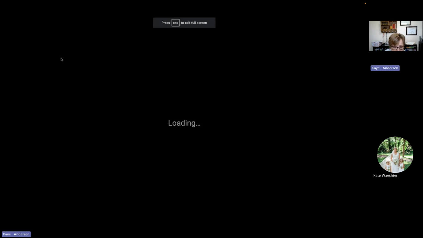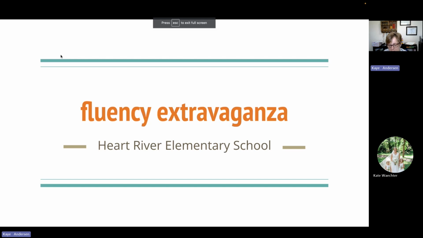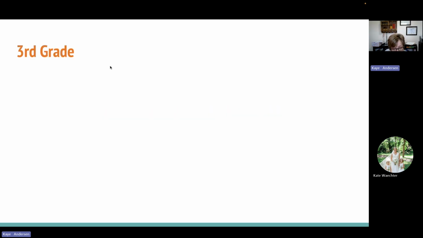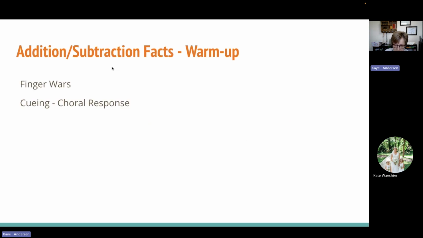So what they did was they had given me a list of all of the things at the 3rd, 4th, 5th grade level that they felt their students weren't sure and didn't remember how to do from year to year. So the 3rd grade identified things like addition and subtraction facts. So they listed that, well, they could do finger wars to practice them. They could do choral response to practice them.